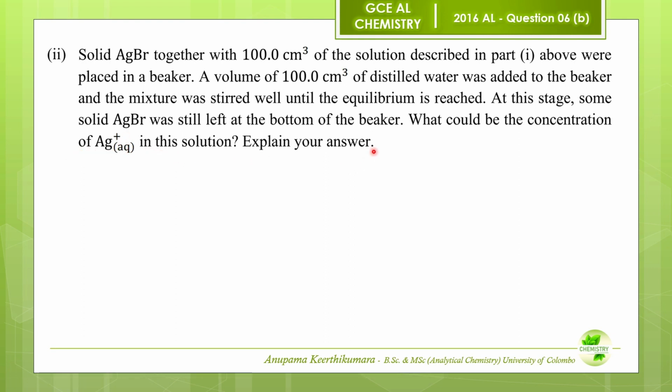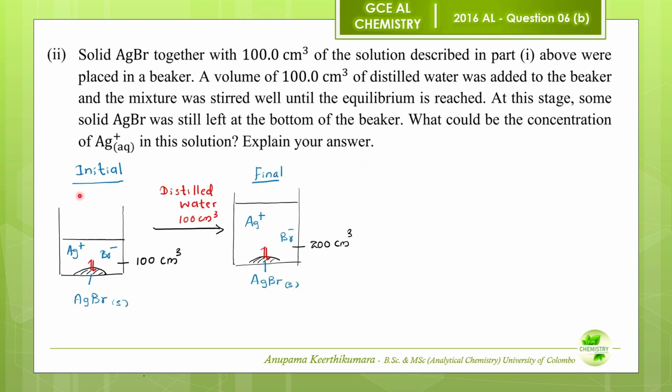Explain your answer. First, we will move to the initial system. 100 cubic centimeters of the solution described in part 1 above was placed in a beaker. This solid AgBr is in equilibrium with aqueous cations and aqueous anions. Therefore, this solution is a saturated solution. In saturated solutions, ionic product equals Ksp.